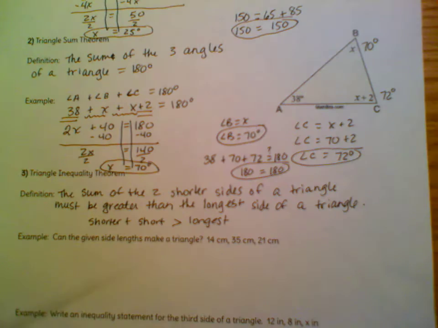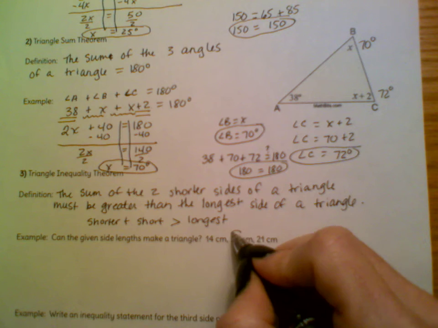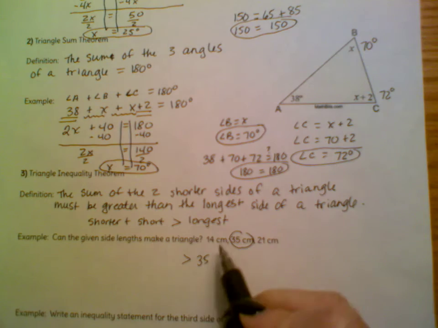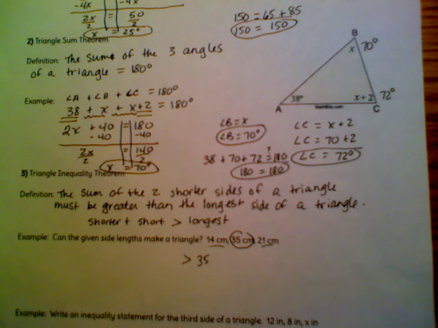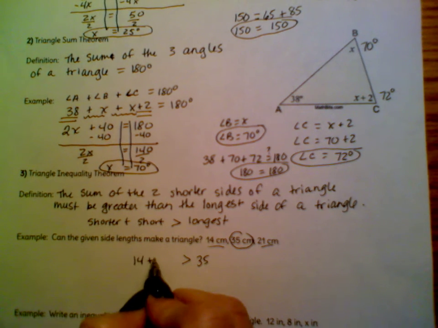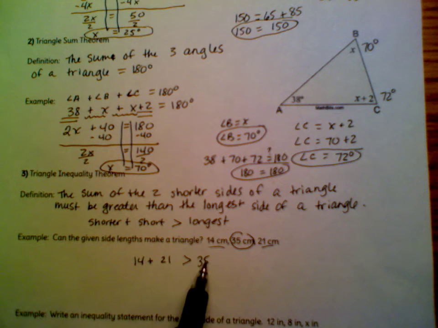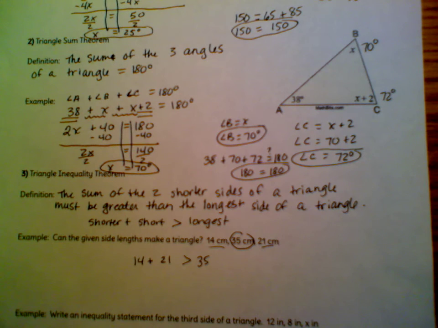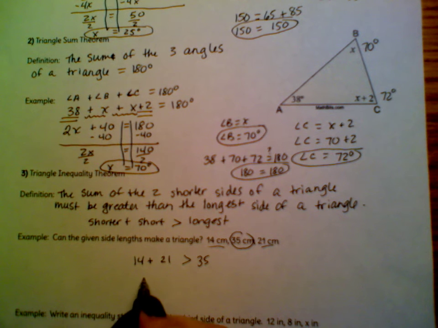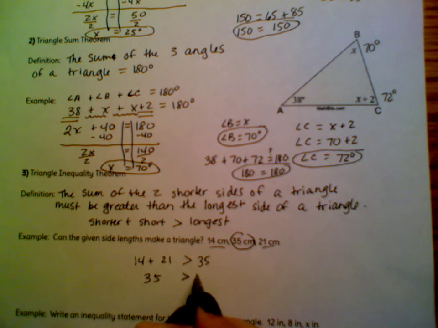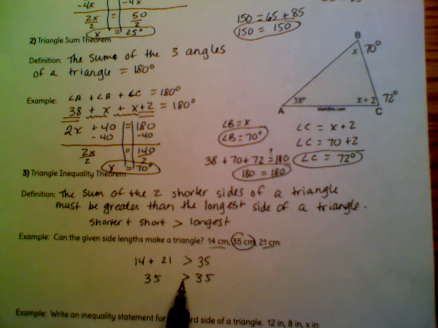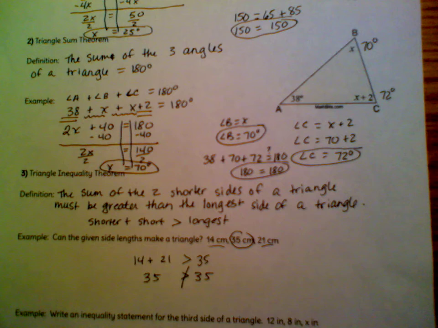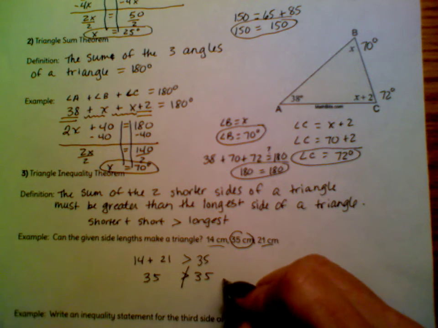So let's look at this with numbers. If I look at these three side lengths, okay, here's the longest side, so I'm going to put that over here, 35. That means these two are the two shorter sides. So 14 plus 21 must be greater than 35 in order for these side lengths to be able to make a triangle. When I add these together, I get 35. Is 35 greater than 35? No, it's not. It's equal. That is not true.